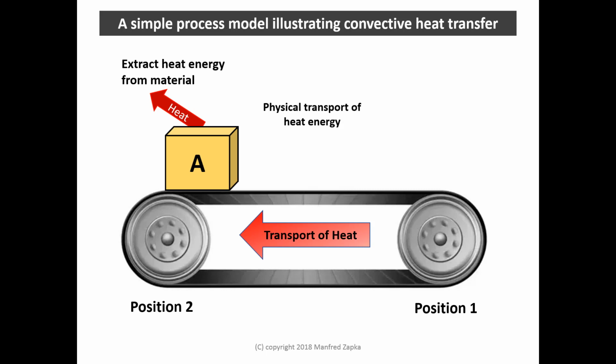We now move the object A with the conveyor belt from position 1 to position 2. Position 2 is the location where we can release the heat to a surrounding that is colder than the object A. Let's look at the simple animation again.